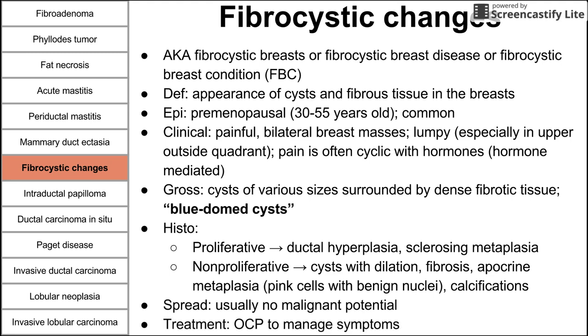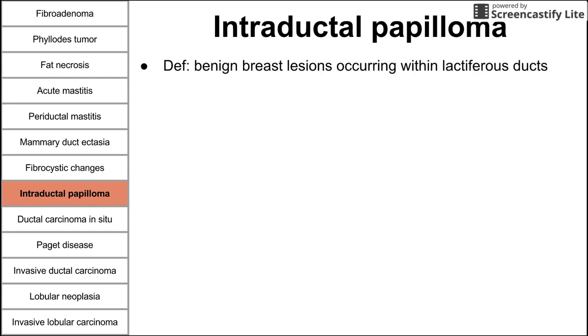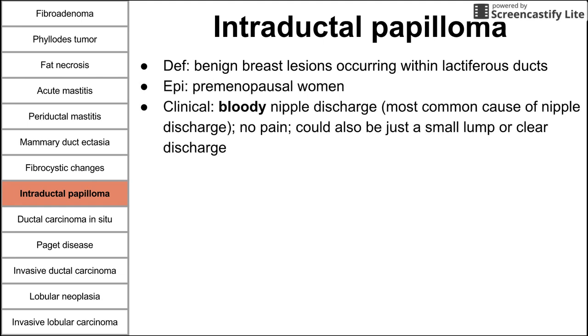Treatment here is oral contraceptives to manage your symptoms, since they are kind of dependent on the hormones. Next is intraductal papilloma. This is a benign breast lesion occurring within lactiferous ducts. It happens in premenopausal women. Clinically, you see a bloody nipple discharge. This is the most common cause of bloody nipple discharge.